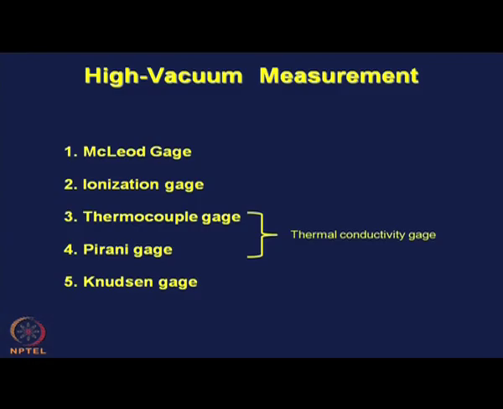In our previous lecture, we started our discussion on high vacuum measurement. So, let us continue with our discussion on high vacuum measurements, or instruments that are available for measurement of very low pressure or high vacuum. We will be talking about these 5 different gauges that are available for measurement of high vacuum: MacLeod gauge, ionization gauge, thermocouple gauge, Pirani gauge and Knudsen gauge.